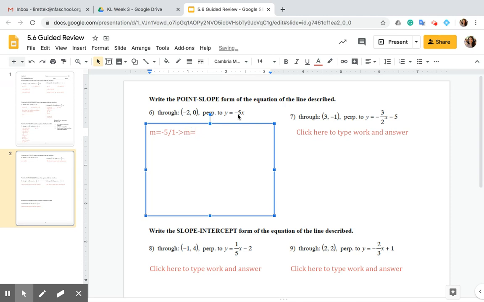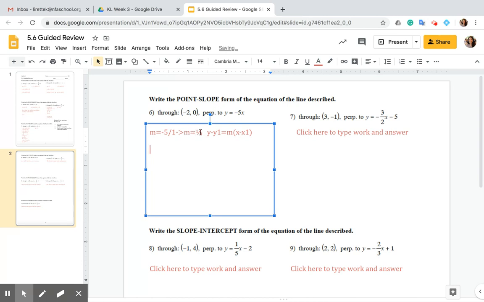So the slope that I want is going to be a positive 1/5. So I change the sign and I change the position of the numbers. So this is the slope that I'm going to want to use for my equation if it's going to be perpendicular. Next thing I need to do is write my equation in point-slope form. Well, point-slope form is this: y minus y1 equals m parentheses x minus x1.